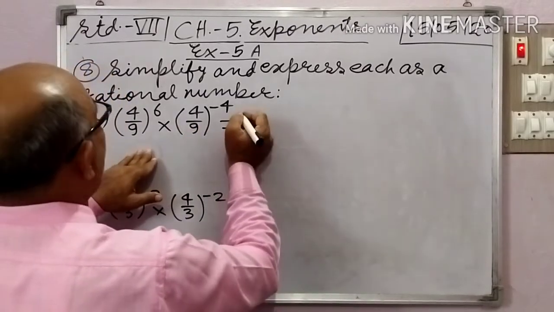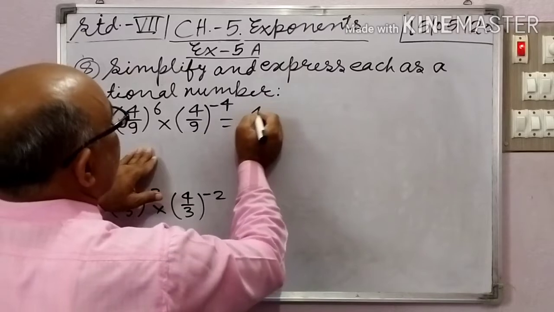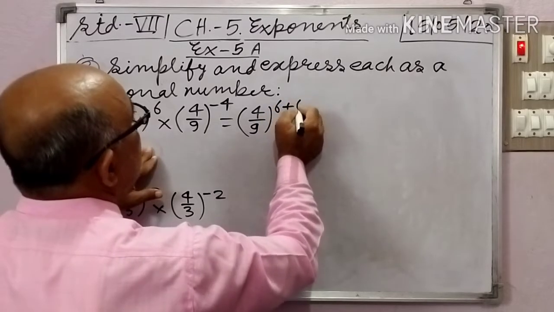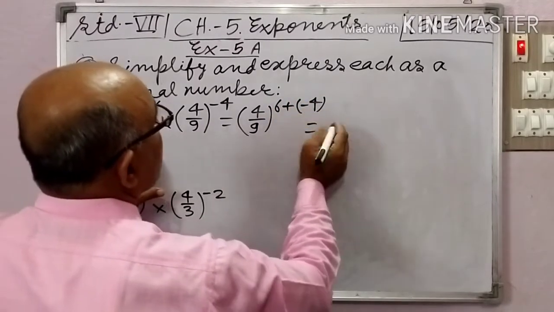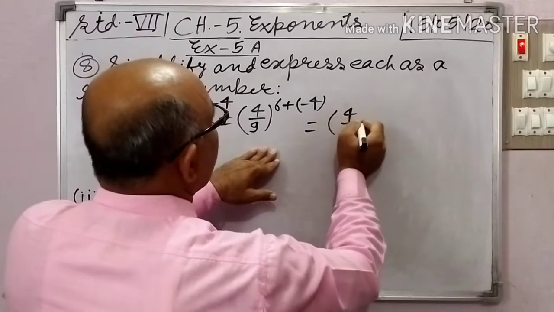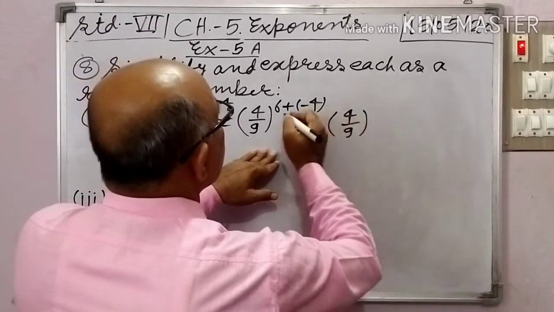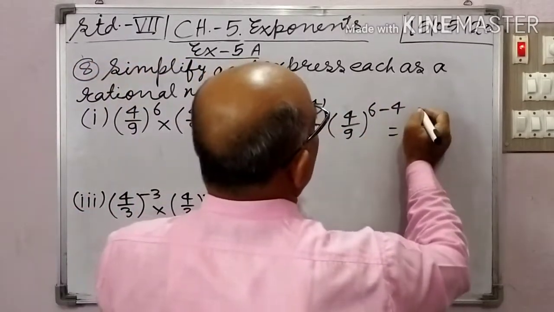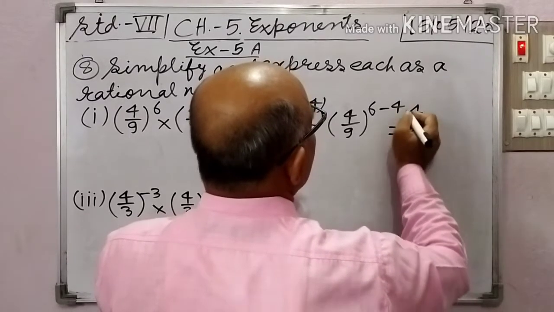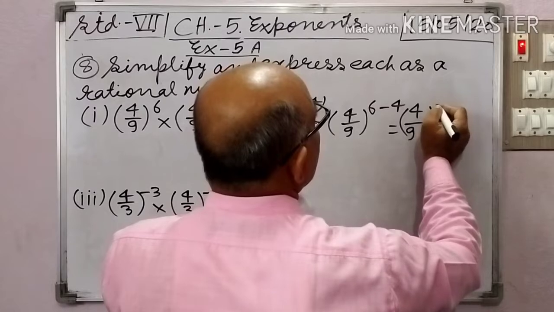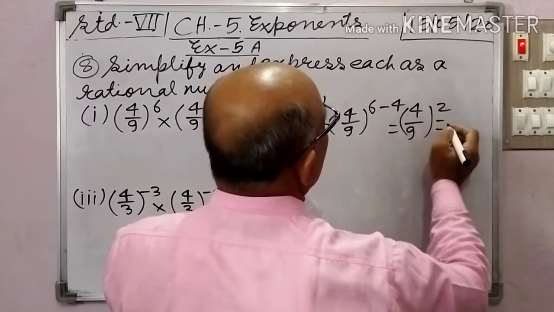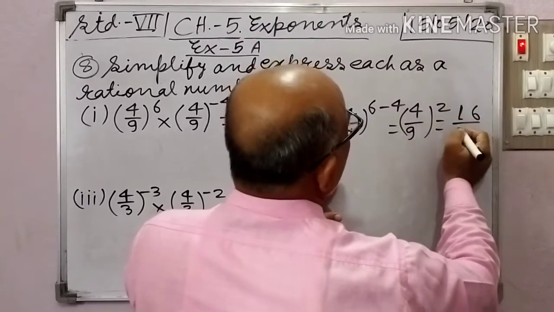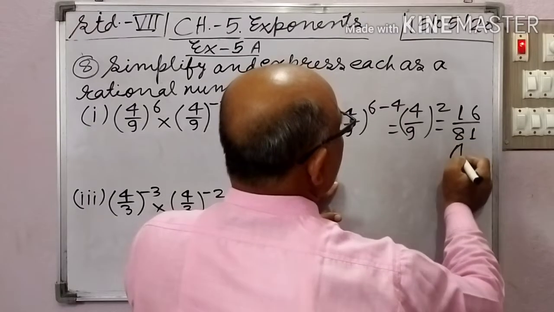With the help of the first law of exponents, 4 by 9 to the power 6 plus minus 4 equal to 4 by 9 to the power 6 minus 4, which is 2. That means 4 4s are 16 by 9 9s are 81. 16 by 81, answer.